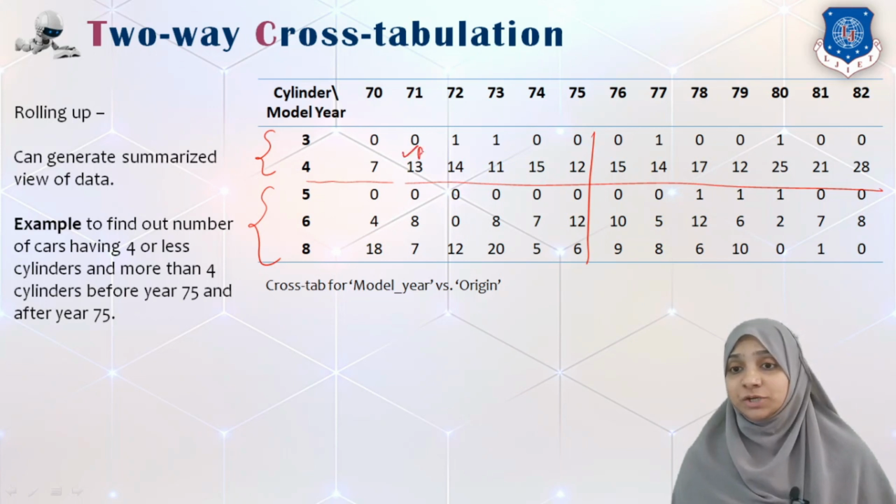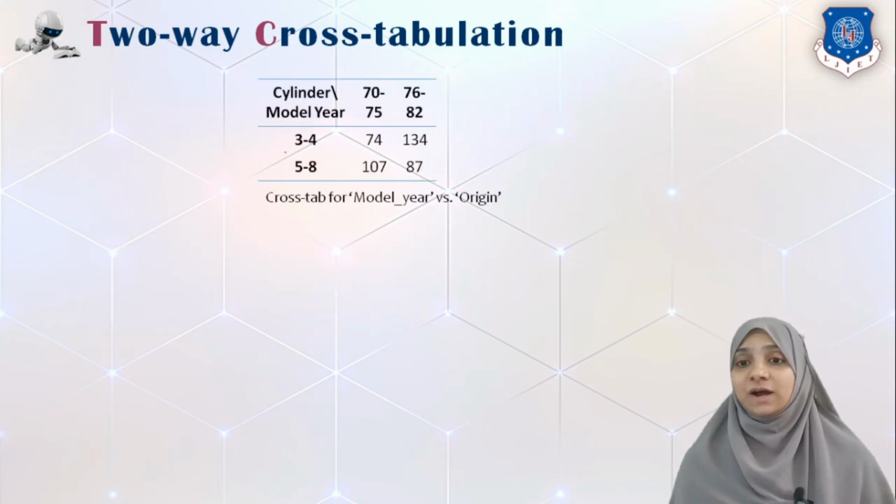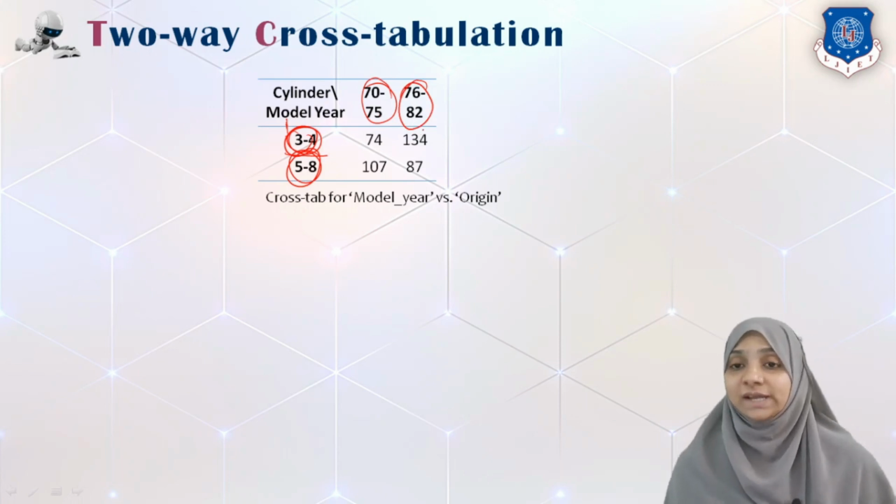This is my portion number 1 or cell number 1, this is cell number 2, this is cell number 3 and cell number 4. So look at this. As you can see, now my cylinder model can have 3 to 4 cylinders or more than 4 cylinders. And years range from 70 to 75 and 76 onwards to 82.